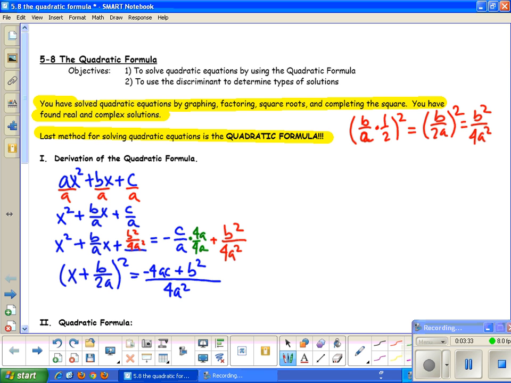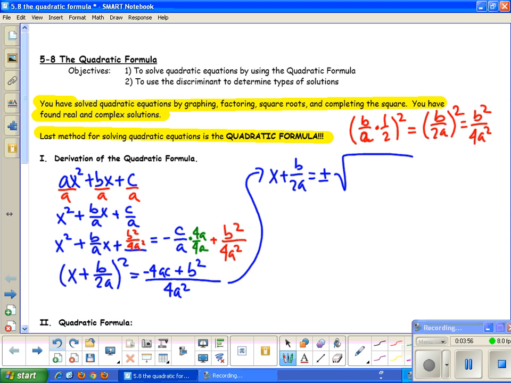Now I have it as one fraction, so the next step is that we want to solve for x, so I want to get rid of that power of 2 that I have right here. To get rid of that power of 2, I want to take the square root of both sides, and don't forget your plus or minus. So let's go up here and do that. I get x plus b over 2a. I'm going to take the square root, so plus or minus the square root.